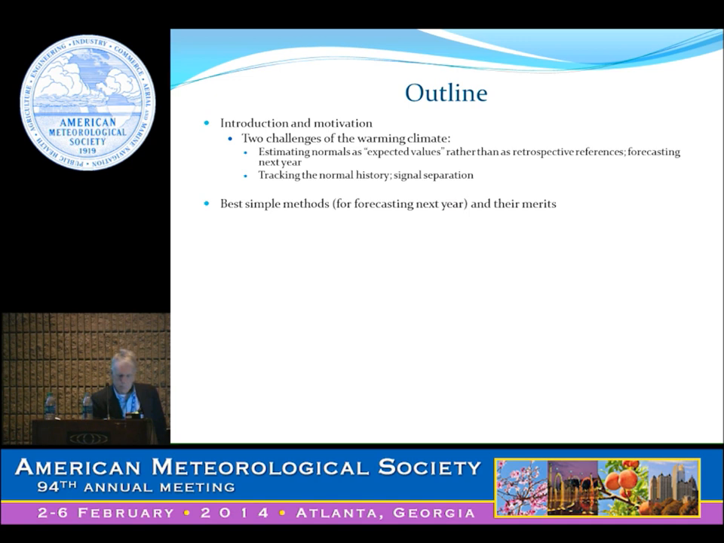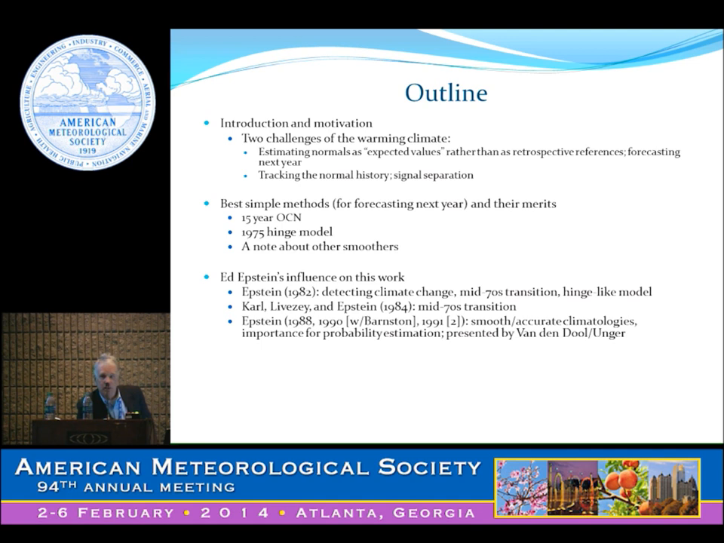For forecasting next year, for representing the normal as an expected value, there are a couple of best simple methods, and we'll talk about them and their merits. It may include just a simple-minded 15-year running mean, and they include my invention, the 75 hinge. And I'll say a note about other smoothers. And then I'll talk about Ed Epstein's influence on this particular work, and that influence is considerable. Certainly the most important paper was Epstein 1982, and I'll spend a little bit of time talking about that, and then we'll wrap up.